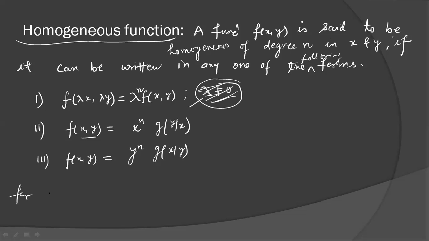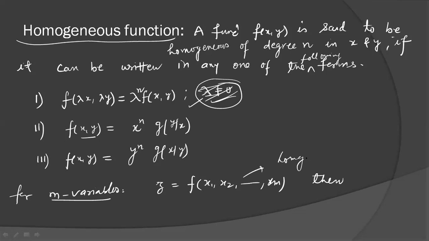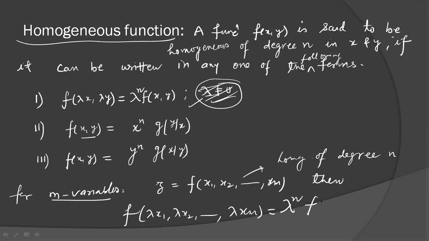For m variables, we can generalize the result. Suppose z equal to f of x1, x2, ..., xm, then this is called a homogeneous function of degree n if it can be written as f of lambda x1, lambda x2, ..., lambda xm is equal to lambda to the power n times f of x1, x2 and so on up to xm. So this is the definition of a homogeneous function. So let's see some examples for homogeneous functions.